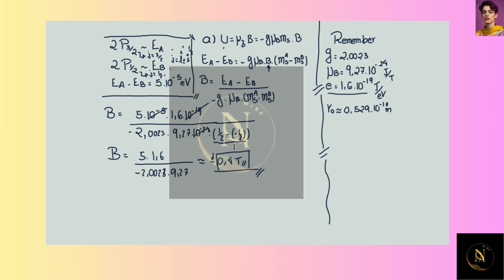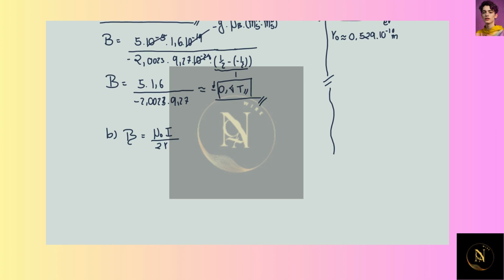If we consider the nucleus to be a current loop of radius r that is revolving around the electron, we get that the magnetic field produced at the center of the current loop is given by B equal to mu 0 times I divided by 2 times r, where r is the radius of that current loop. Then we have to model the current. The current is equal to the variation of the charge divided by the time.